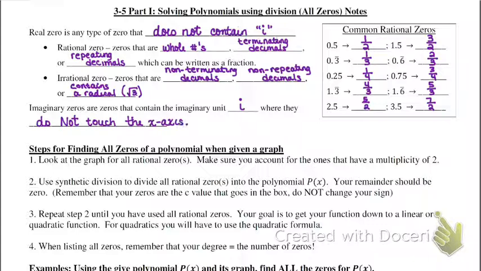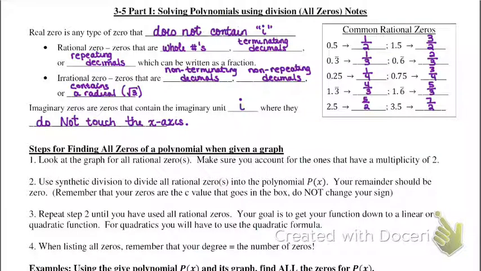Okay, so let's take a look at our rules. So steps for finding all the zeros when given a graph. Today I'm going to give you the graph. Tomorrow you're going to have to do the graph on your own. But today when we give you the graph, you're going to look for all your rational zeros. I always start with my whole numbers. Make sure you account for the ones that have a multiplicity of 2. Remember, that's where they just touch the line and turn back around.